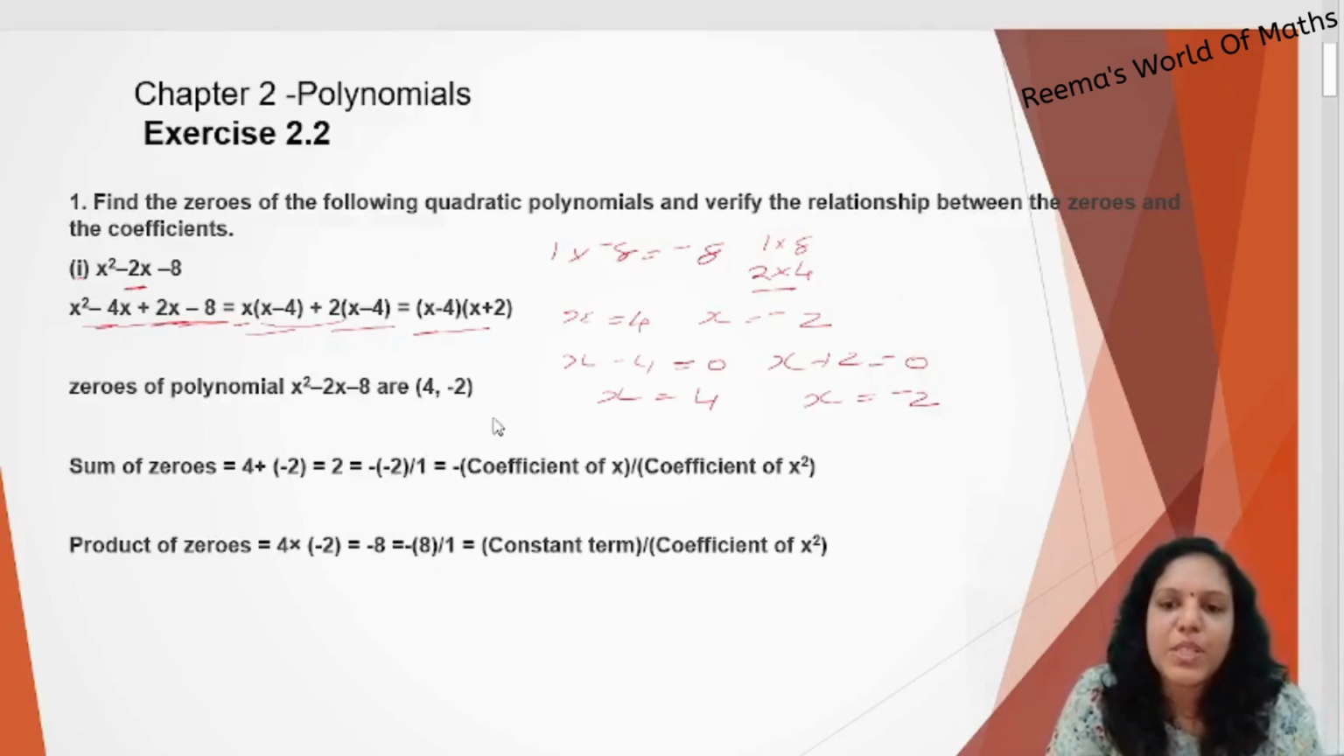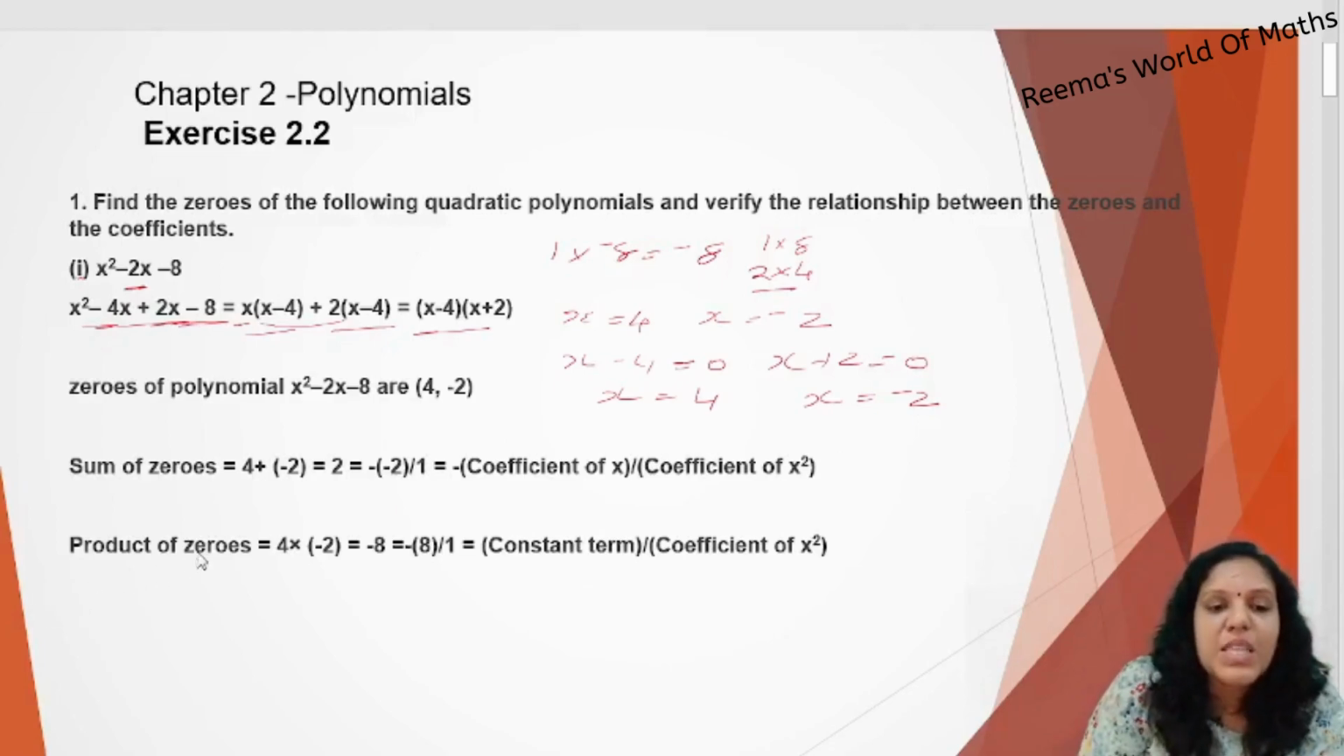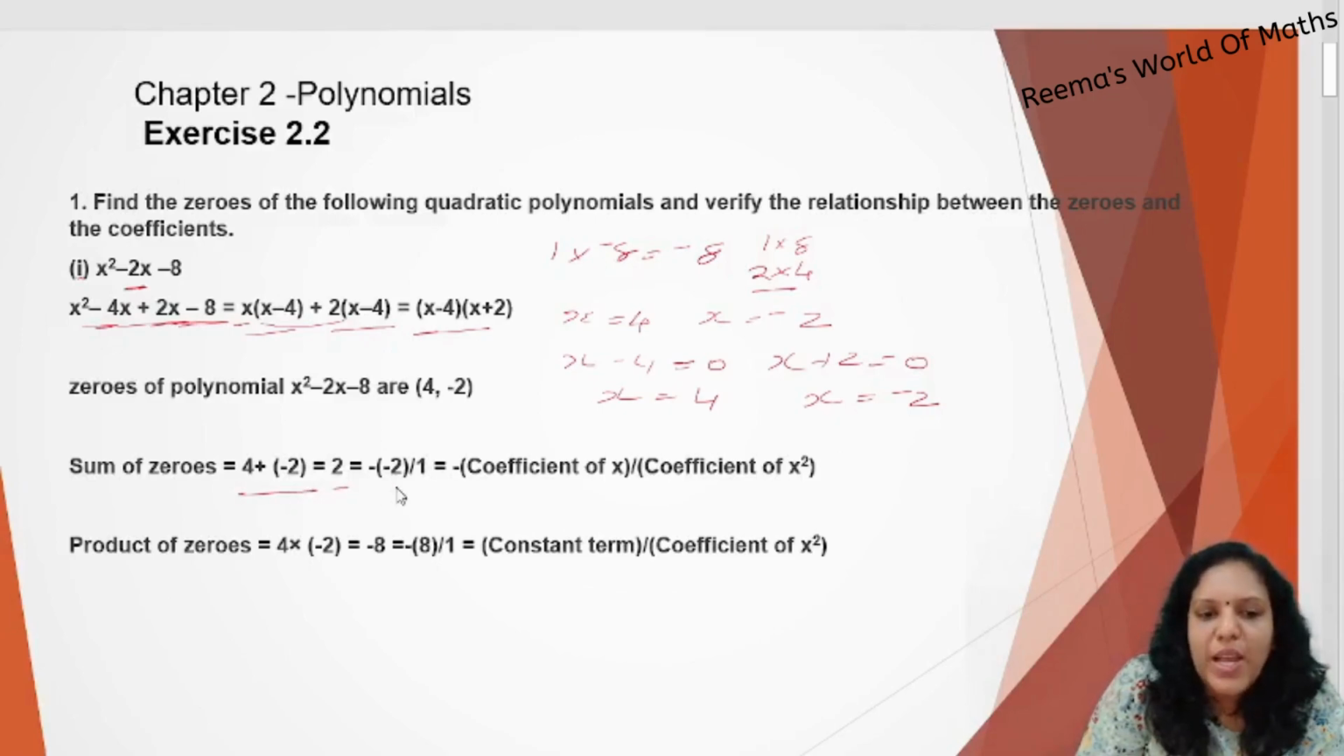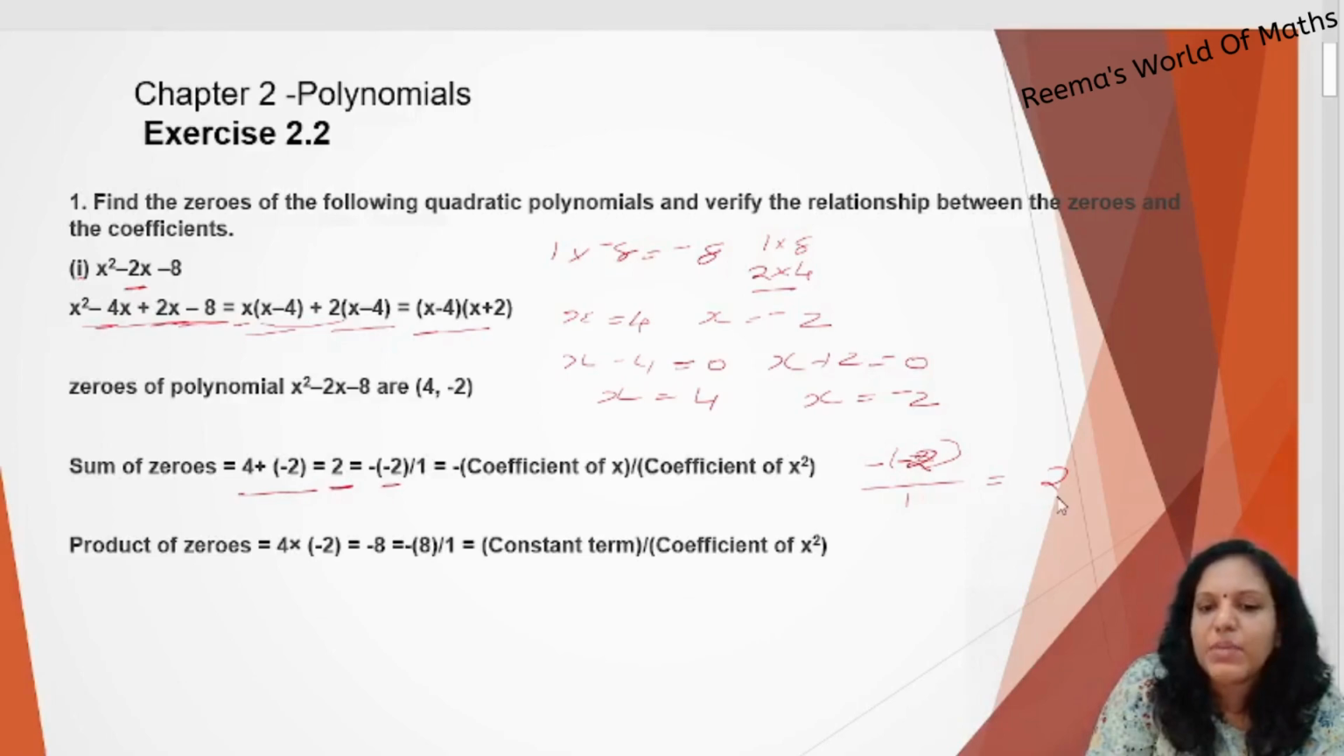Now let's verify the relationship between the zeros and coefficients. What is the first relationship? The sum of the zeros is equal to minus the coefficient of x divided by the coefficient of x squared. The sum of zeros, 4 plus minus 2, is equal to 2. The coefficient of x is minus 2 and the coefficient of x squared is 1. So minus into minus 2 divided by 1 will also give you 2. So the sum of the zeros is 2 and minus the coefficient of x divided by the coefficient of x squared is also 2.